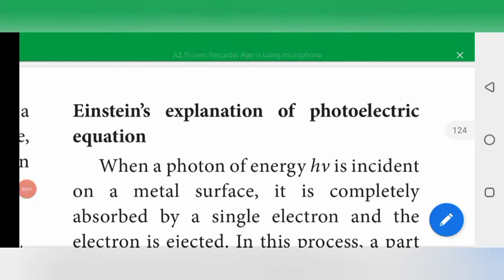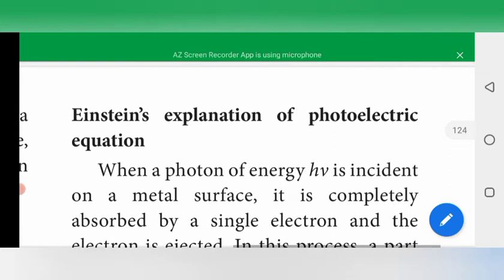Next one is Einstein's explanation of the photoelectric equation. Now he framed the equation for the photoelectric effect. When a photon of energy h nu is incident on a metal surface, it is completely absorbed by a single electron. Suppose we consider a single electron, it can be ejected because it overcomes the potential barrier energy and is ejected out.